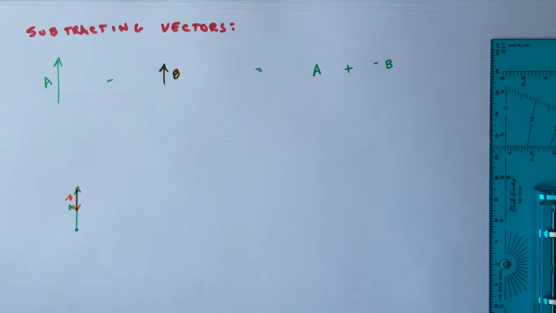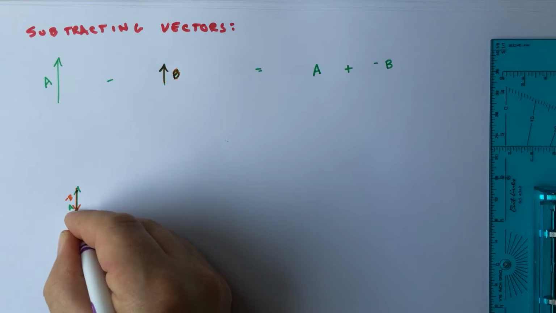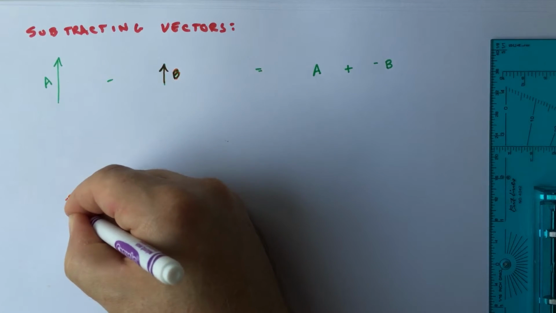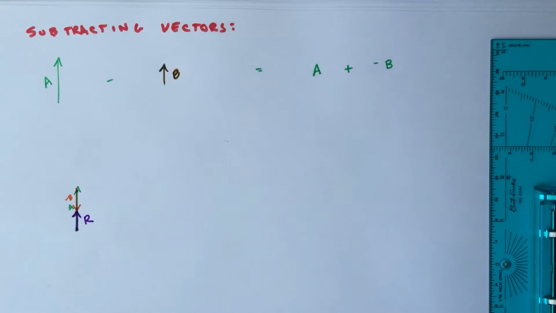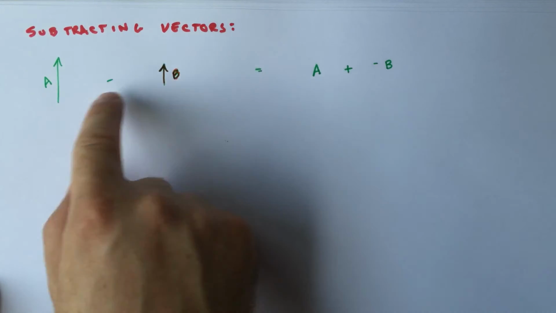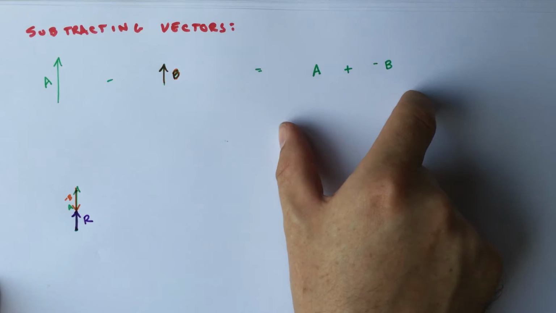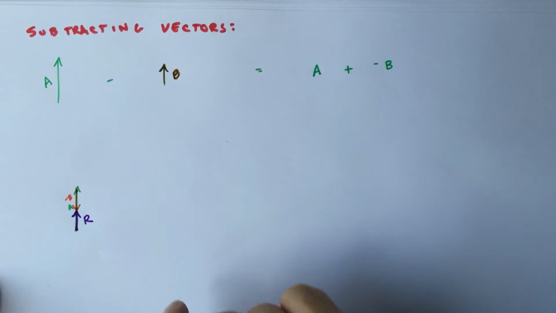And then my resultant, the answer to my problem, is a vector that starts where I started at the origin and goes to the head of the second vector. So my resultant vector would be this one here. All right. So it's important when you're subtracting vectors, you are just adding opposite vectors, or the second vector is the same magnitude in the exact opposite direction.